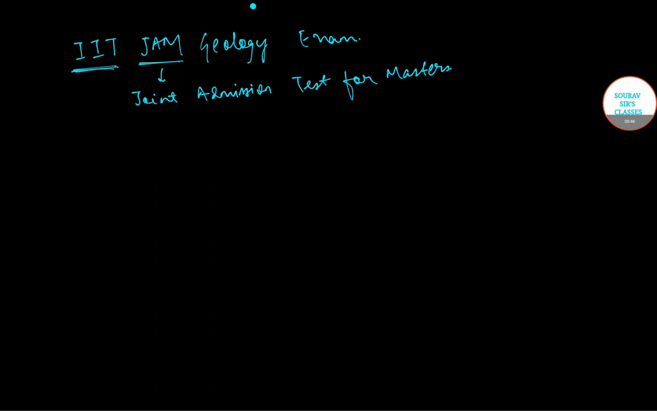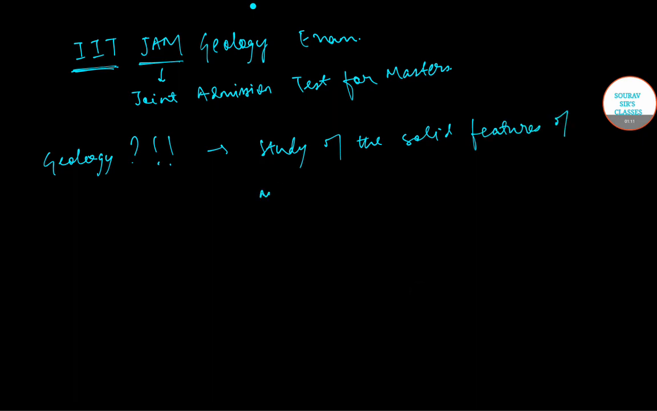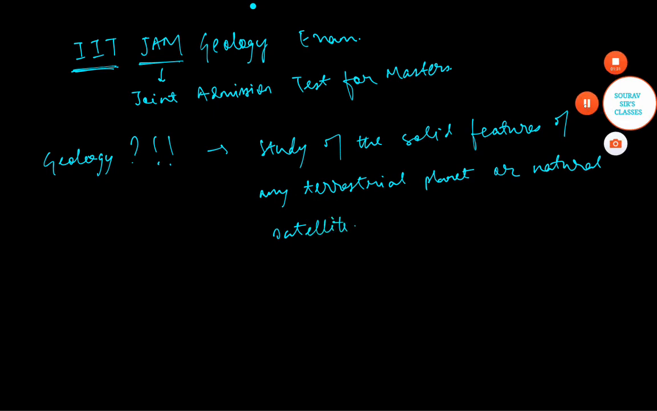Now, before I delve deeper, what actually is geology? According to the definition on Wikipedia, geology is the study of the solid features of any terrestrial planet or natural satellite. So basically, it describes the structure of Earth beneath its surface and the processes that have shaped that structure. A geologist is a scientist who studies the composition of the Earth.